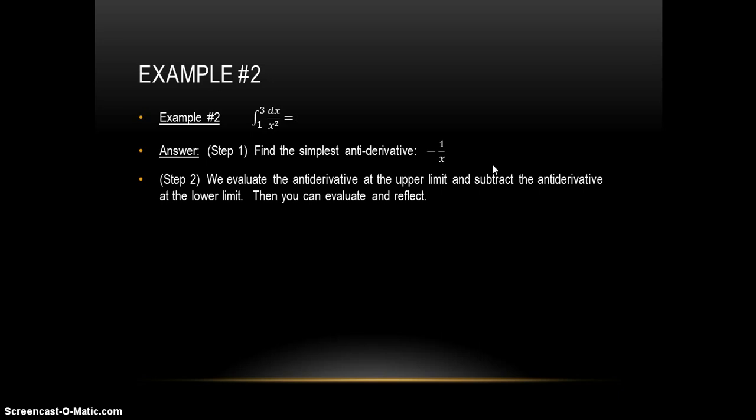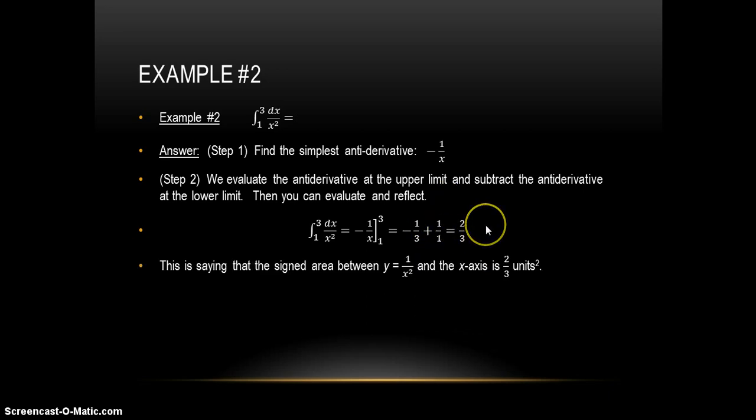And then we evaluate the antiderivative at the upper limit and subtract the antiderivative at the lower limit. So again, the antiderivative, the simplest one, was negative 1 over x. We're going to go from 1 to 3, so we got the little brace there. When we plug in 3, we get negative 1/3 minus a negative 1 over 1. So it turned out to be a plus there. 1 minus 1/3 is 2/3. What are we saying? This is saying that the signed area between y equals 1 over x squared and the x-axis is 2/3 units squared.